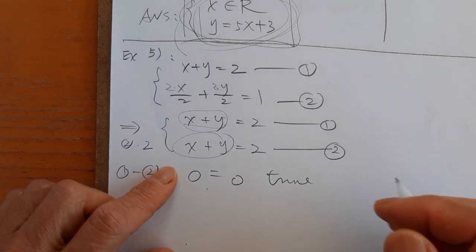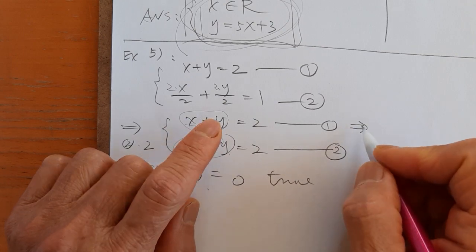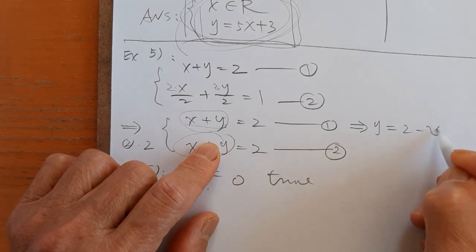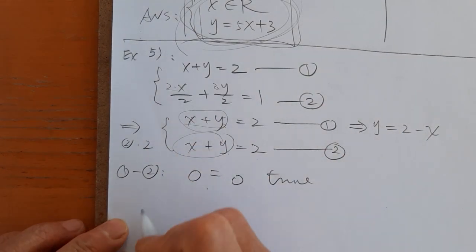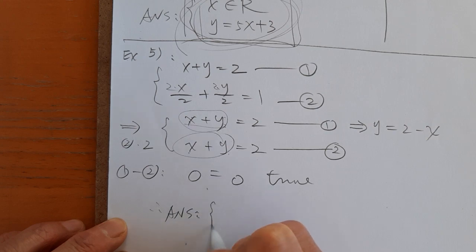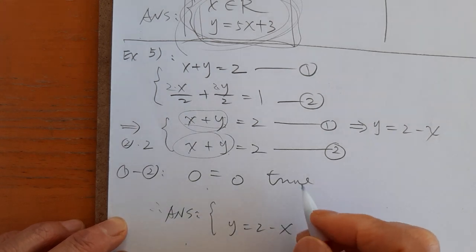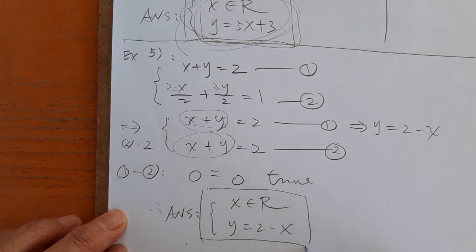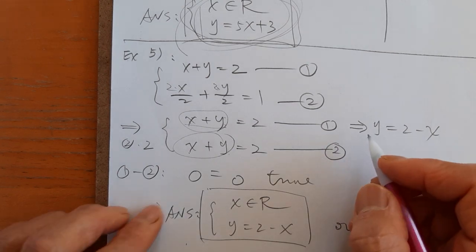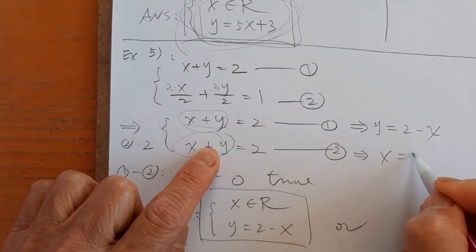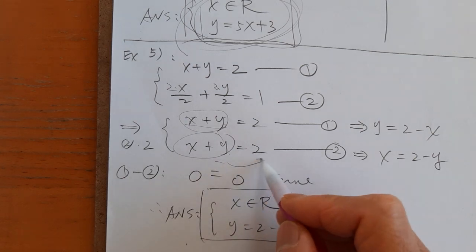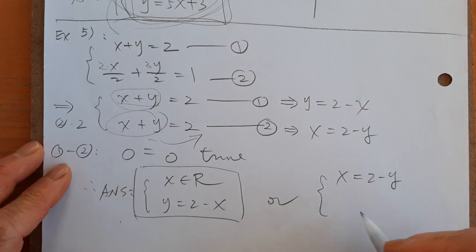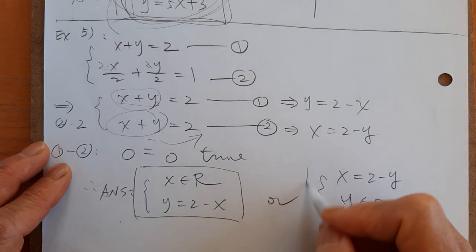And how to write the solution? You can solve for y, put y in terms of x, minus x, y equal 2 minus x. Then you can put the answer: y is 2 minus x, and x is all the real numbers. That's one way to write it. Or you can solve for x equal 2 minus y, minus y on both sides. So you get x equal 2 minus y, and y belongs to R.